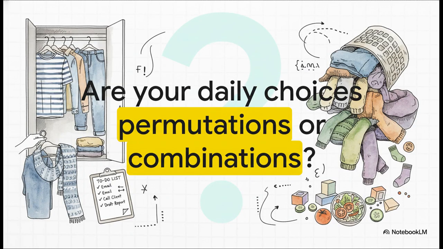And that leaves us with a final thought to take with you. Just think about your day. Is picking out an outfit from your closet a permutation or a combination? What about the tasks on your to-do list or the route you take to work? Once you start asking that key question, you'll start to see this hidden mathematical code absolutely everywhere.